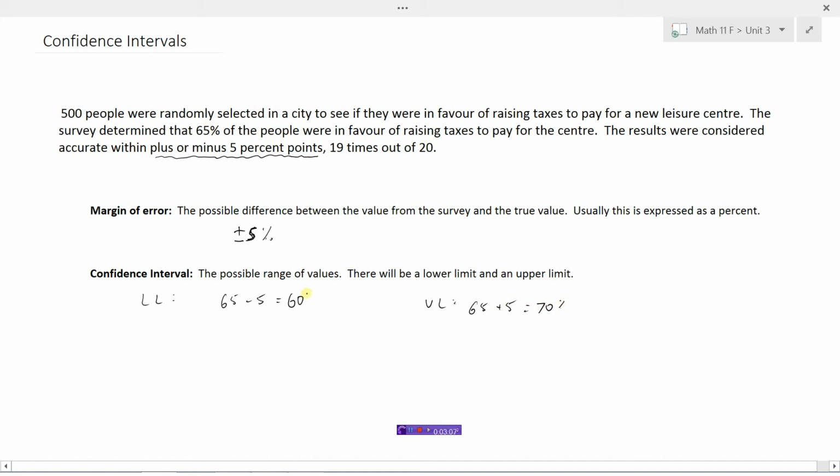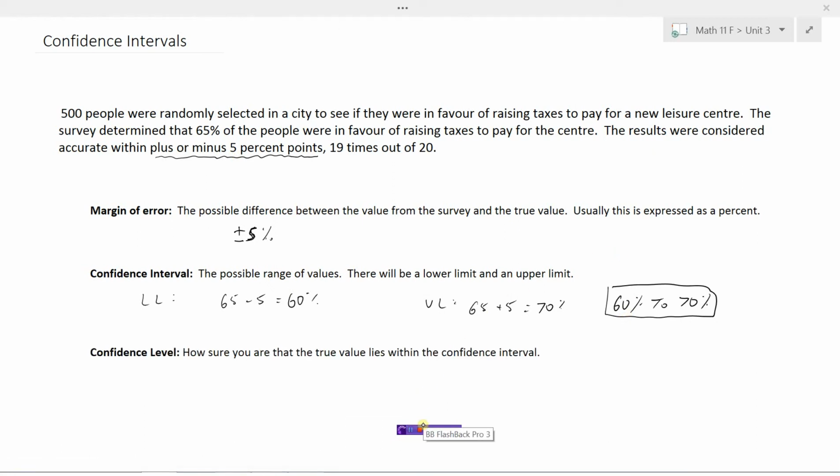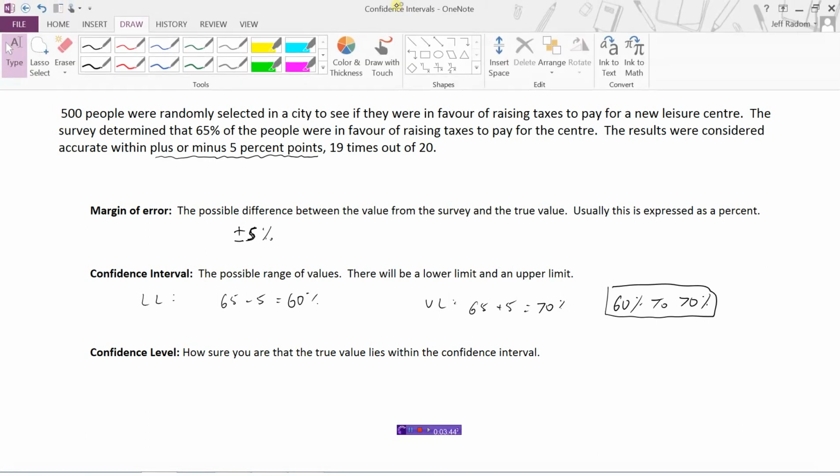that's a total of 70%. So our confidence interval is from 60% to 70%. That's our confidence interval, from 60% to 70%. And you can get the confidence interval easily enough by taking what your survey results showed you and adding the margin of error to it and subtracting the margin of error from it.